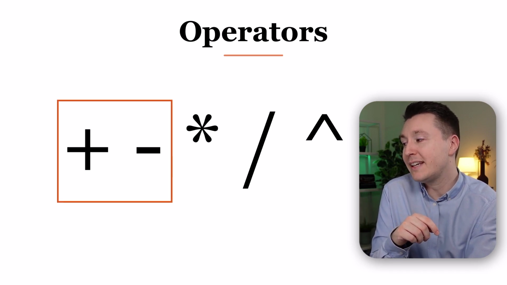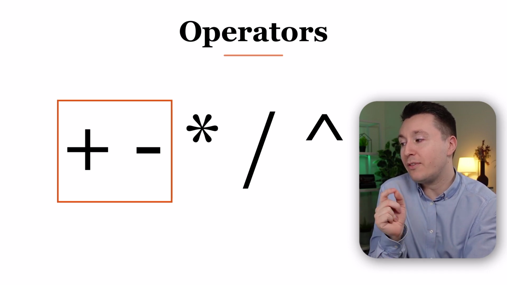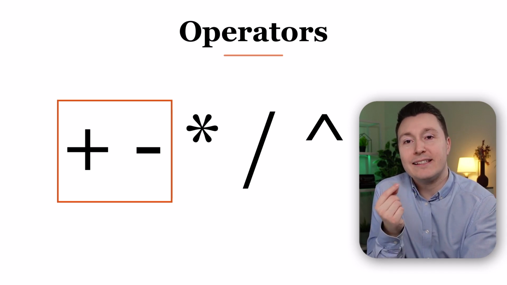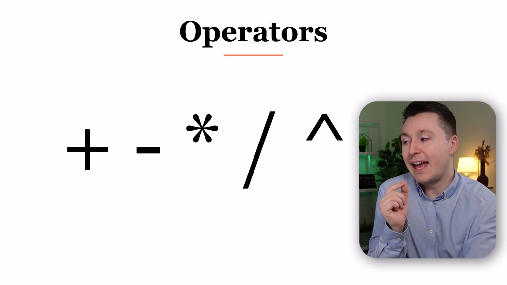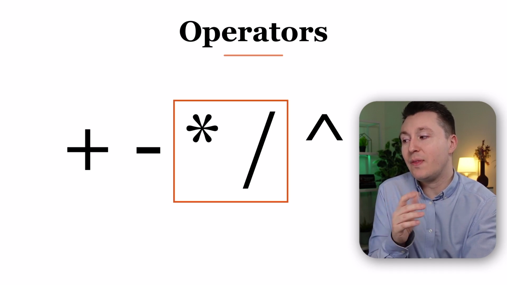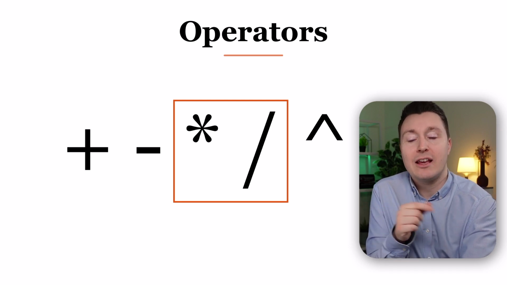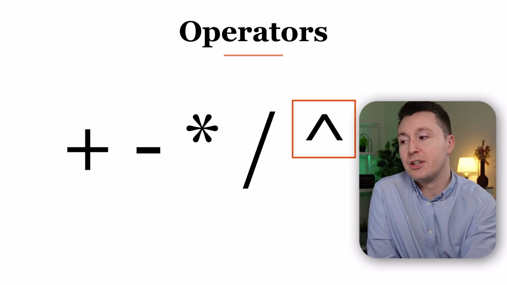And you probably know these two signs here. We have the plus, and that is how you add something together, and then we have the minus or the dash on your keyboard that signifies that you are subtracting something. Also, we have this asterisk and we have the slash, and those are the operators for multiplication and division. This little symbol over here is used for exponentiation.